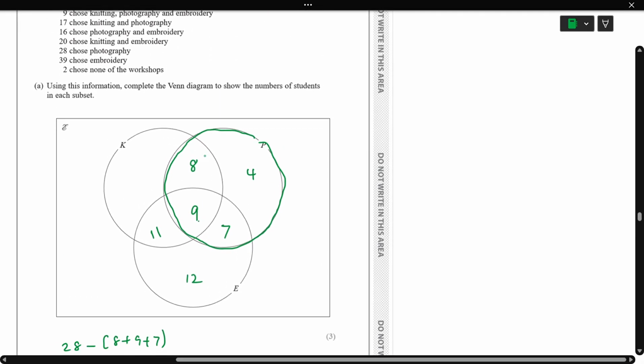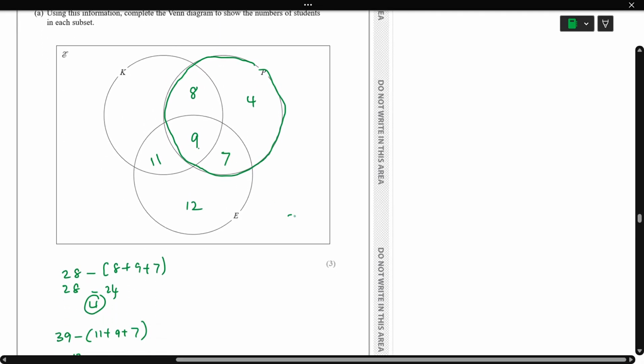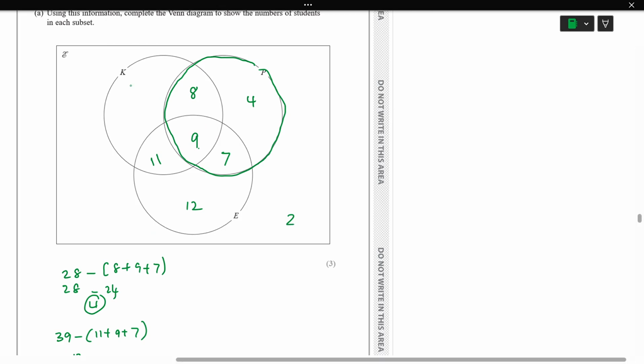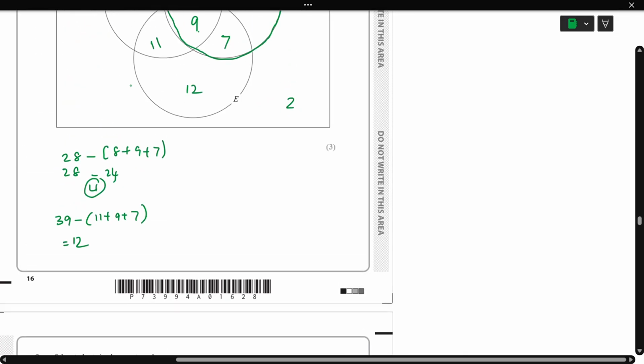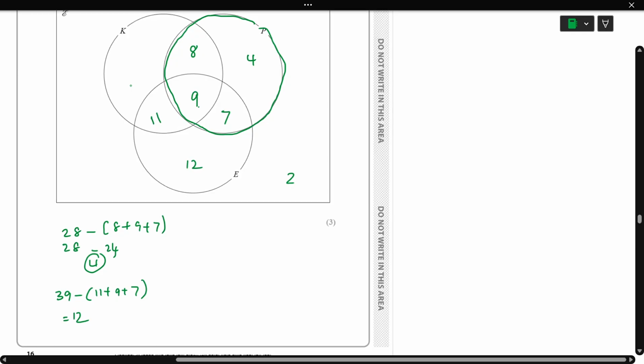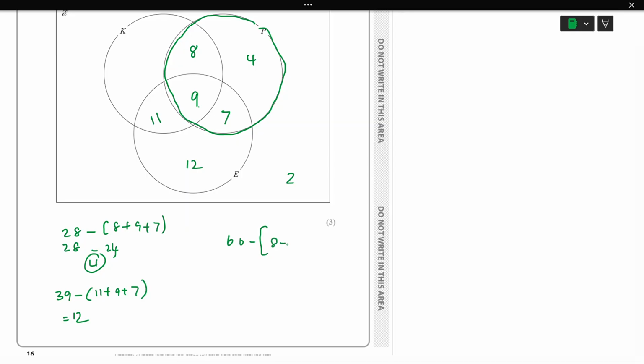Next, 2 chose none of these. The 2 should be outside. Now we'll find out k. The total number of students is 60. From 60 we have to take away all the other numbers, so we'll get the k. 60 minus 8 plus 9 plus 7 plus 4 plus 11 plus 12 plus the 2 outside, that also. So 60 minus 53, which is equal to 7. So here k is going to be 7. So we fixed all the numbers.